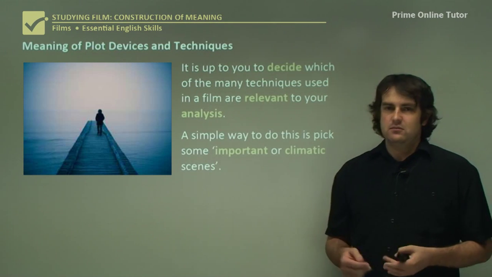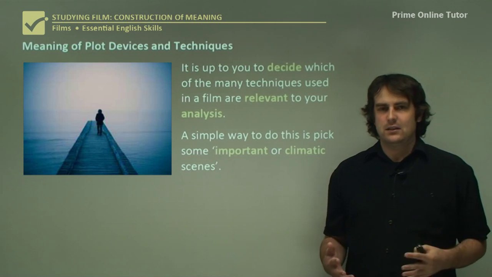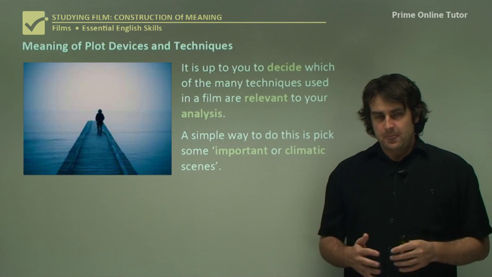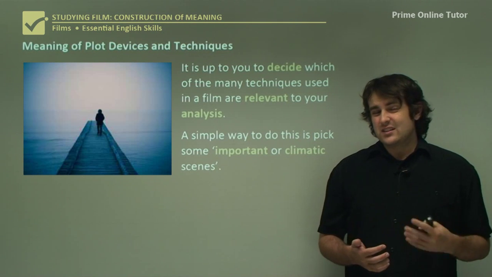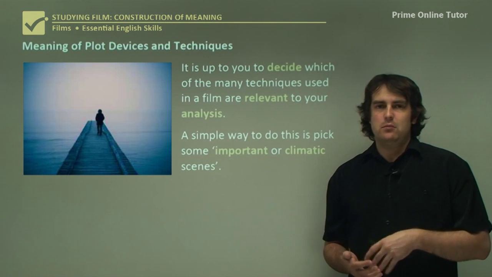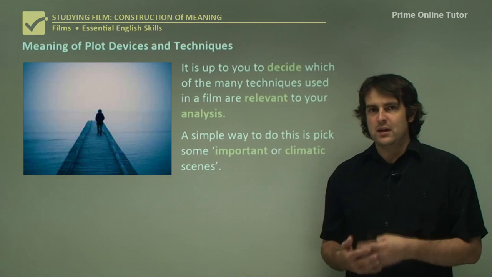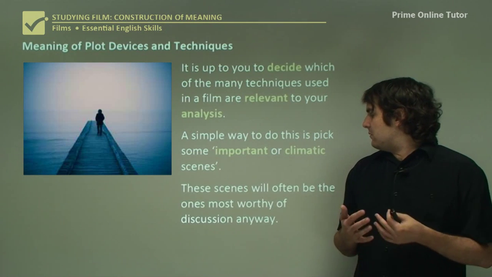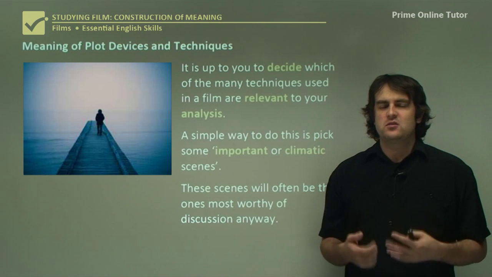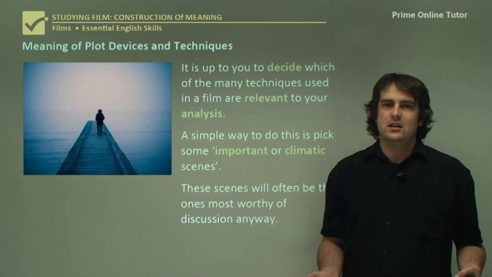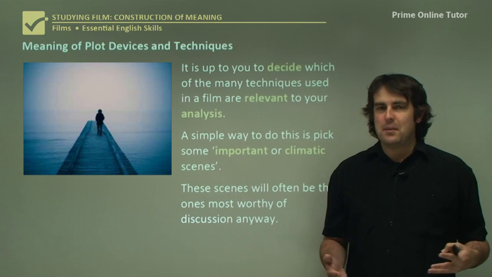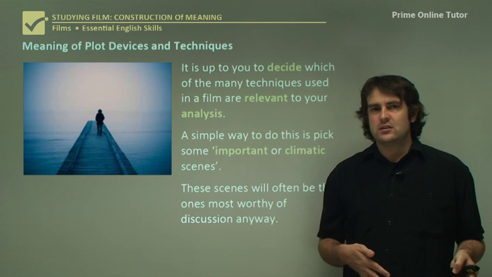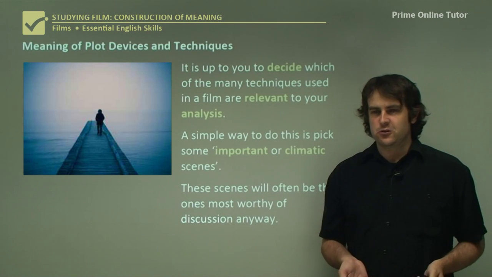Now, as I said before, the simplest way to do this is to pick some important or very climactic moments. If you do find those moments in the film, one of the things you can do is not only discuss important sections of the film, but also identify what techniques in those sections make the film stand out a bit more or make that particular scene important. And these scenes will also be the ones most worthy of discussion. As I said before, they'll be the ones you're discussing anyway. You'll be discussing the cliff-top battle scene or whatever it may be, and you'll refer to those techniques and why they make that scene important or special.